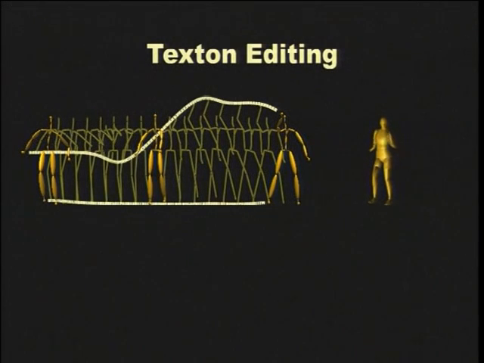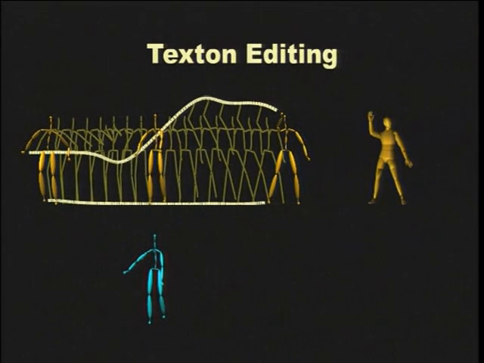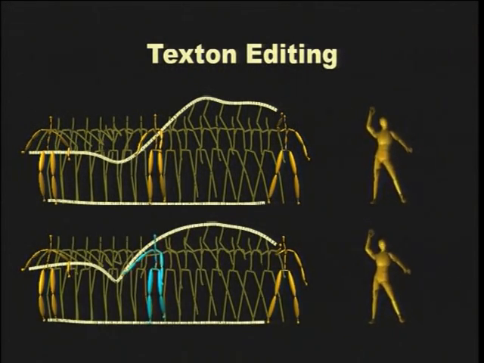Fine motions can be edited at the texton level. For example, we can change the pose of an intermediate frame of a texton. By setting the new pose as an additional constraint, new motion can be synthesized easily.